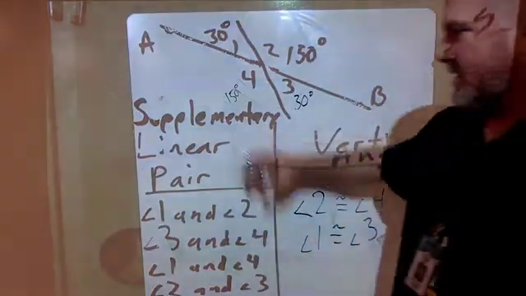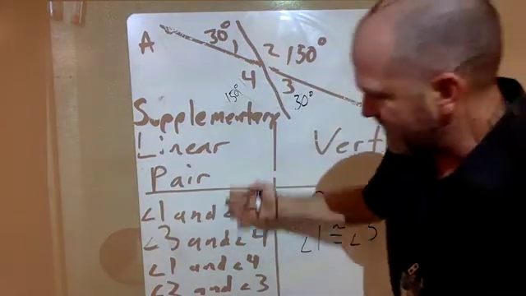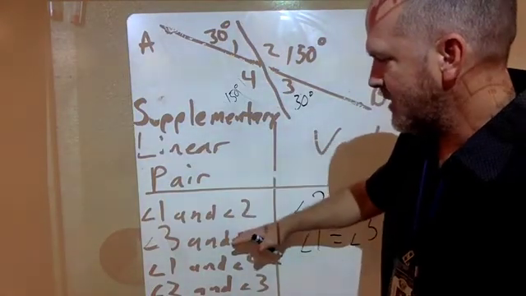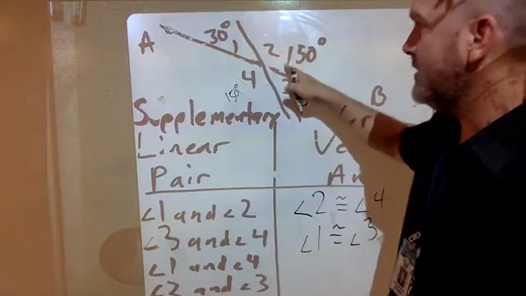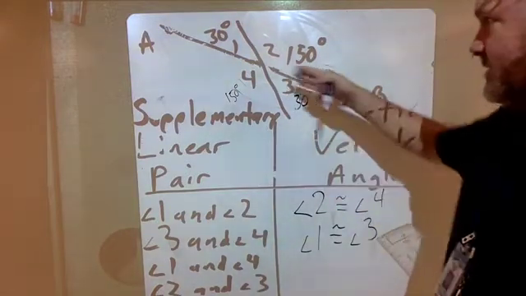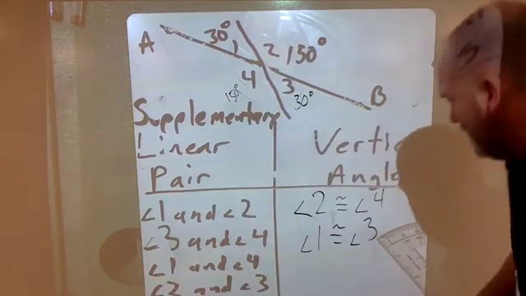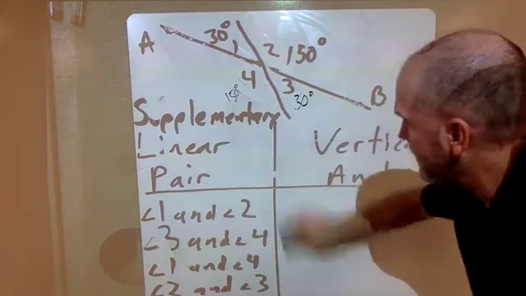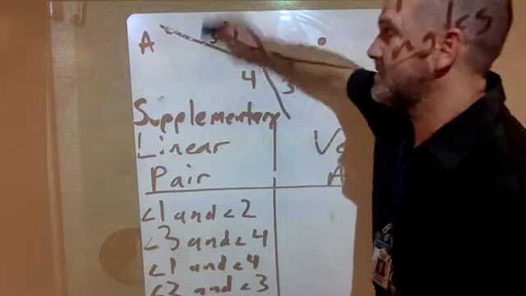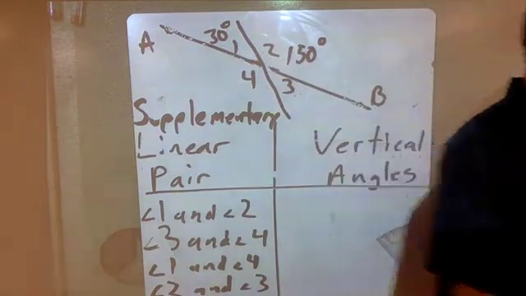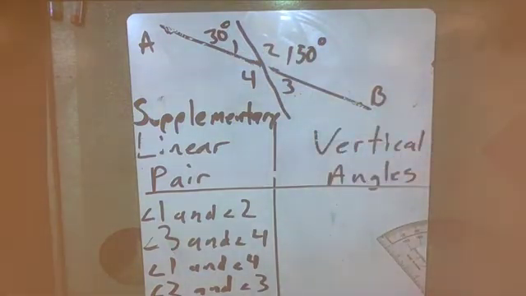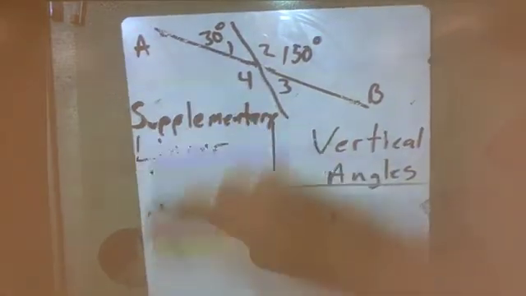All right, supplementary means that they add up to 180. So linear pairs add up to 180. They make a straight line. Vertical angles are equal to each other. They're diagonal from each other. All right, there's your lesson on linear pairs and vertical angles. Now, we're going to use the knowledge that you just filled your brains with to solve some algebra problems.